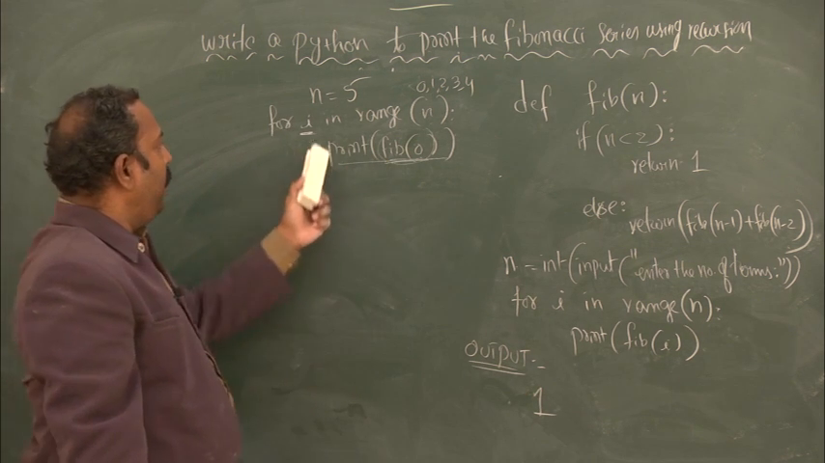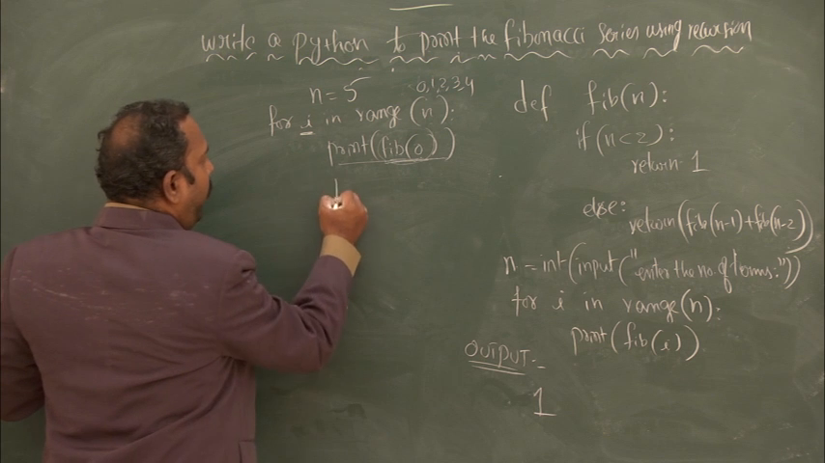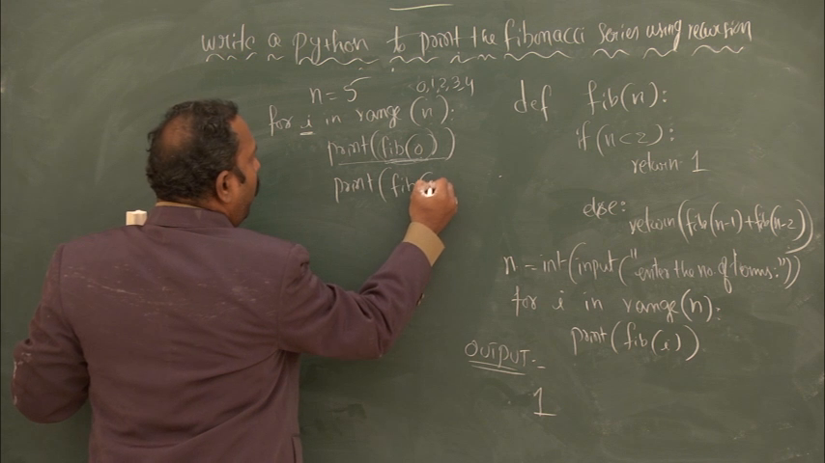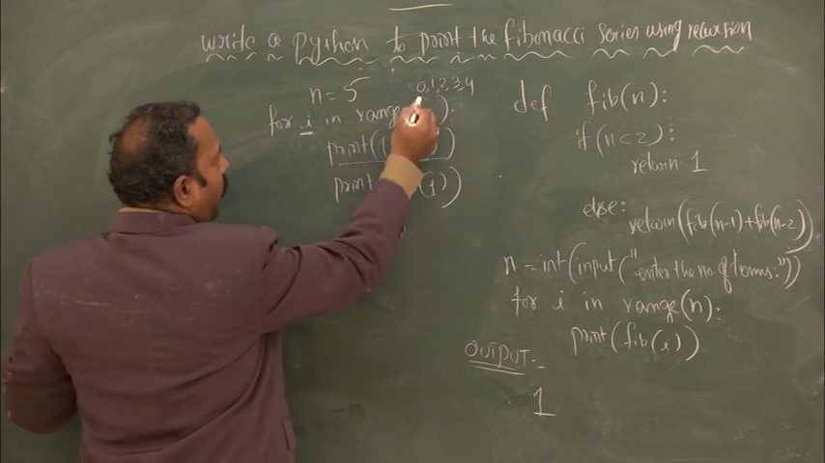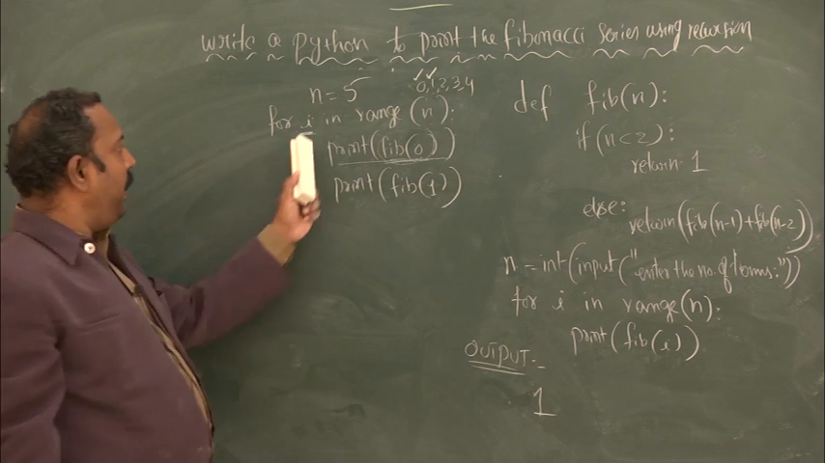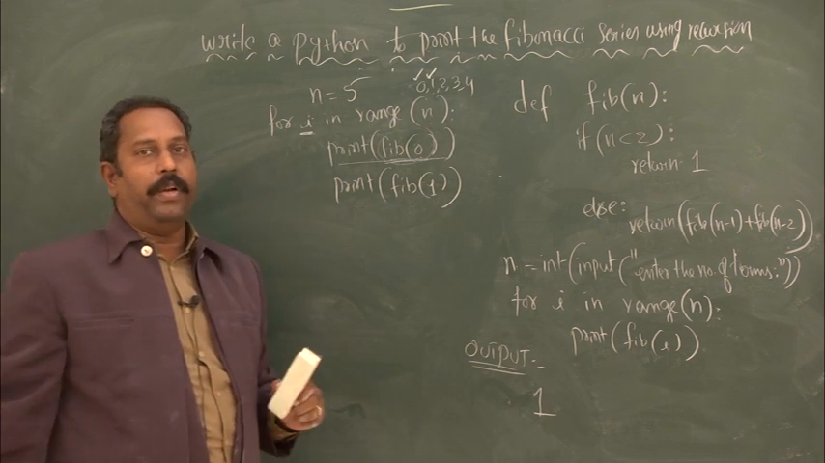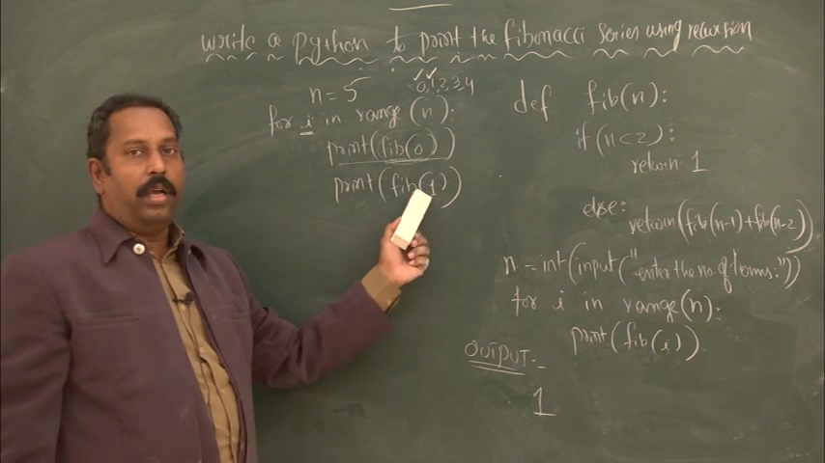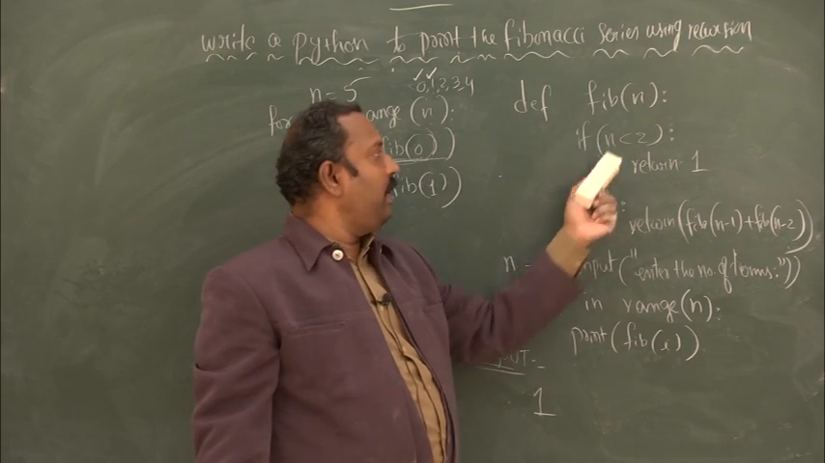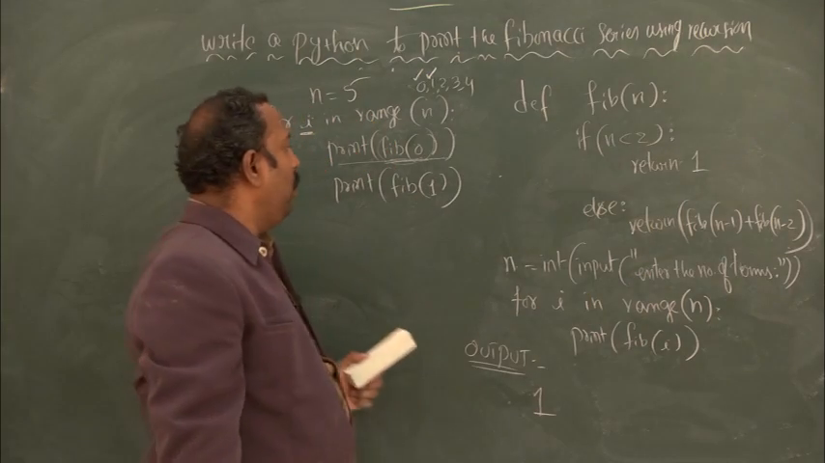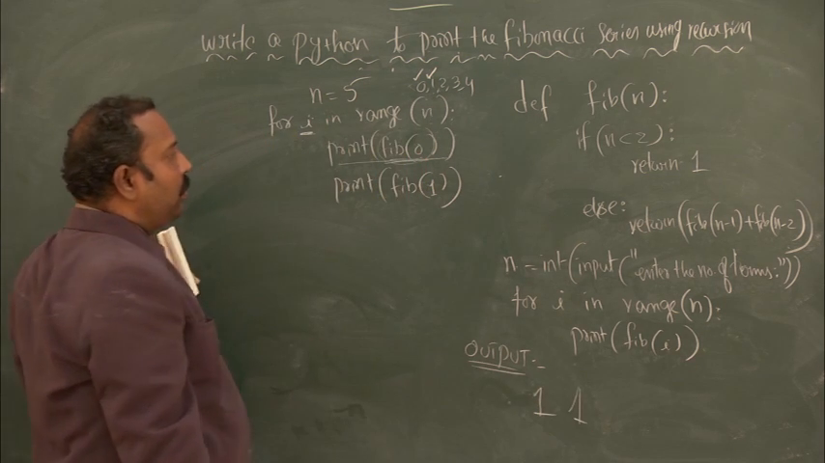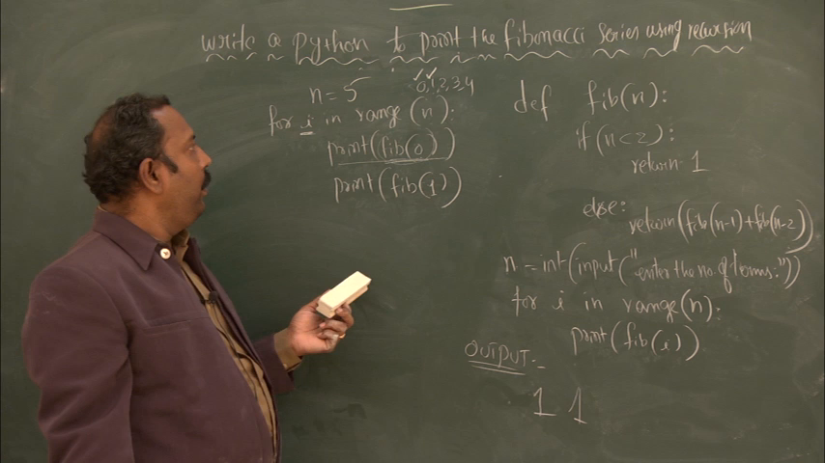Again there is a function call: print of now fib of 1, because i gets value 1. 0 is already completed, now 1. So print fib of 1. Now the argument value is 1, so n gets value 1. 1 is less than 2, condition true, it returns 1 again. So 1 will be printed again in the output.